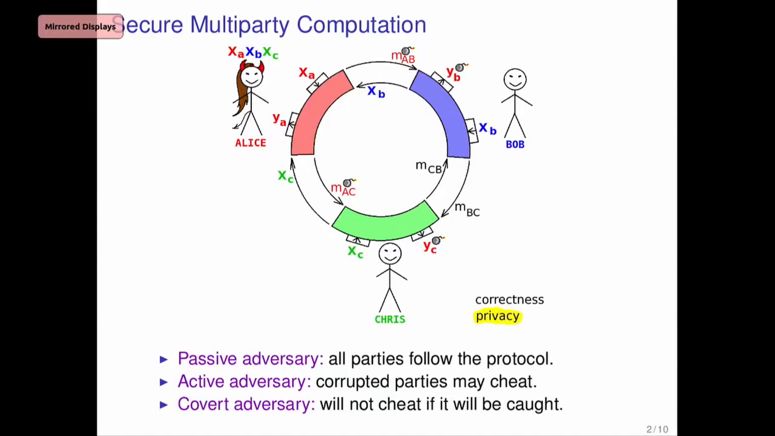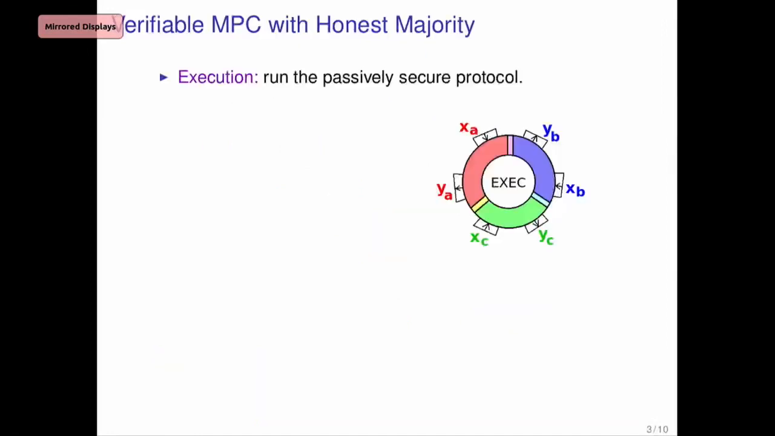This adversary will not cheat as far as it will not be caught in cheating. And usually these protocols are faster than those that are secure against active adversaries. And this motivates building a verifiable multi-party computation. So let us first run the passively secure protocol and then verify it in the end.